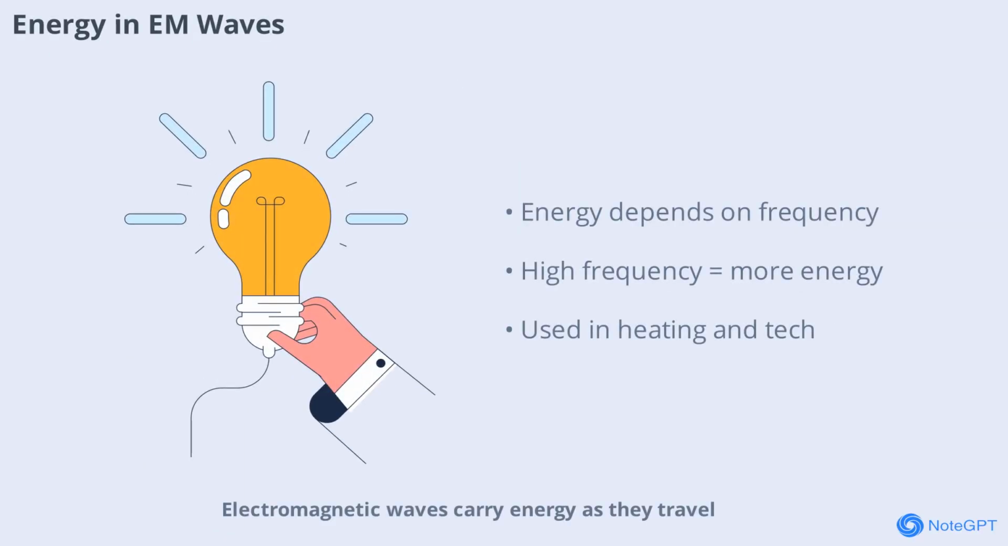Next, let's look at how energy is carried by electromagnetic waves. Electromagnetic waves carry energy as they travel. The amount of energy depends on the wave's frequency and amplitude. Higher frequency waves like X-rays and gamma rays carry more energy than lower frequency waves such as radio waves. This energy can be absorbed by materials, causing effects like heating or even chemical changes. For example, microwaves heat food by causing water molecules to vibrate. Understanding how energy is transferred by electromagnetic waves is key to many technologies.